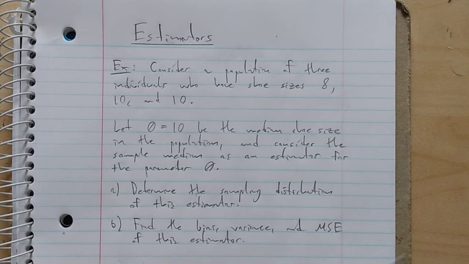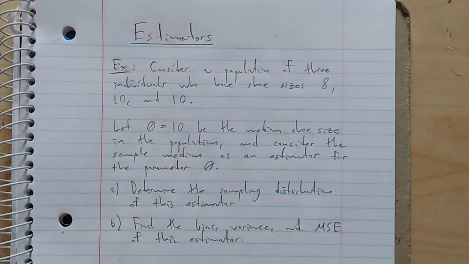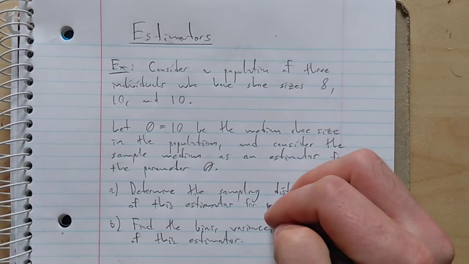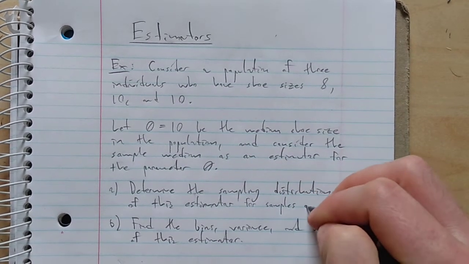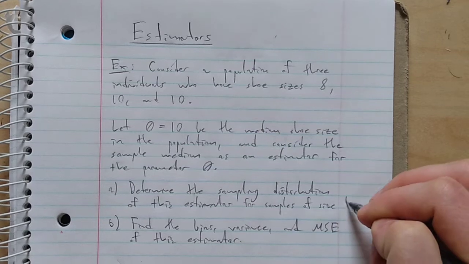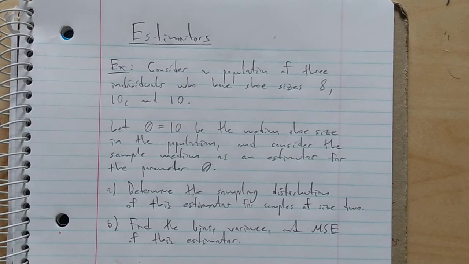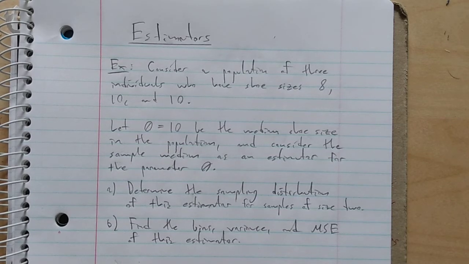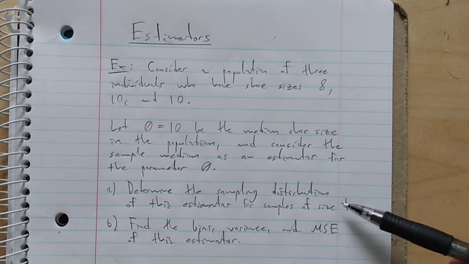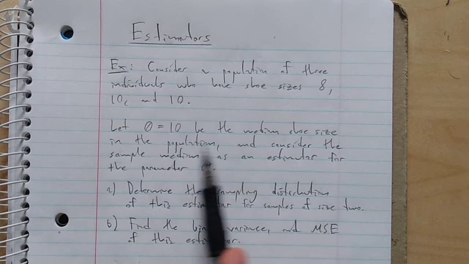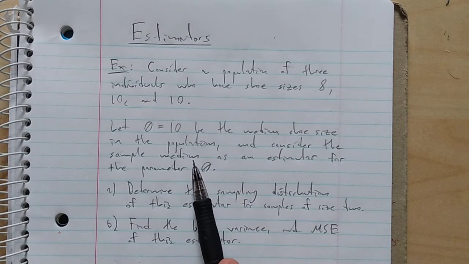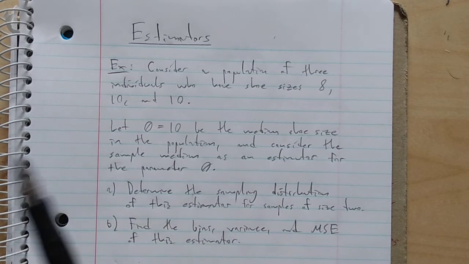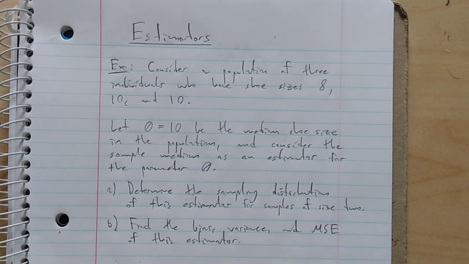Oh, and by the way, I should write this down. Determine the sampling distribution of this estimator for samples of size 2. I've got to say that. Okay, good. So the idea is I have 3 people in my population, but I only get to see a sample of size 2. And from that sample of size 2, I'm going to calculate the sample median, and I'm going to use the sample median in my sample of size 2 to estimate the median in the whole population of 3 people.